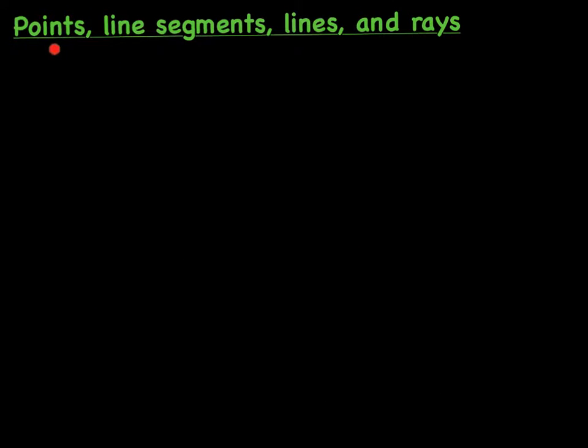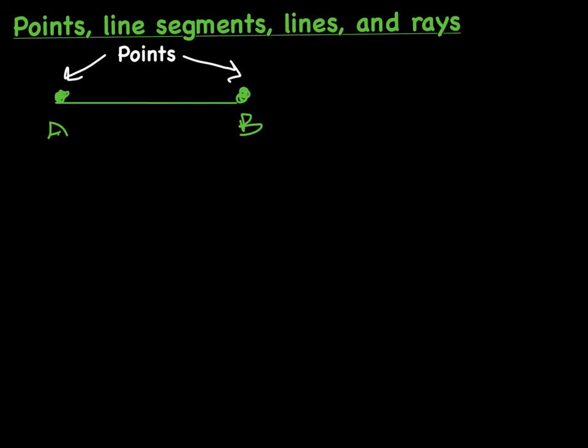Today we will be learning about points, line segments, lines, and rays. On the board I have drawn 2 dots. I've labeled them dot A and dot B. These dots represent points. When a straight edge is used to connect 2 points, it is called a line segment. Line segments have 2 points on the end to show that it has a starting and stopping point.